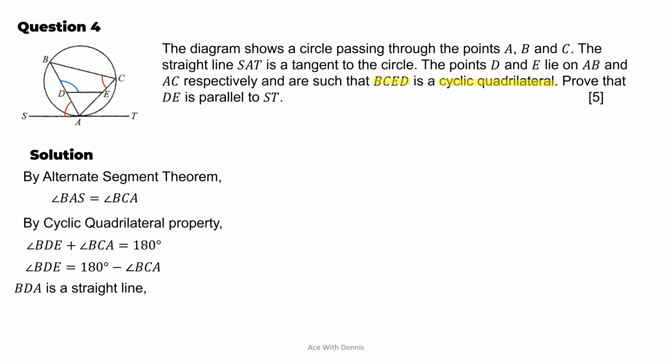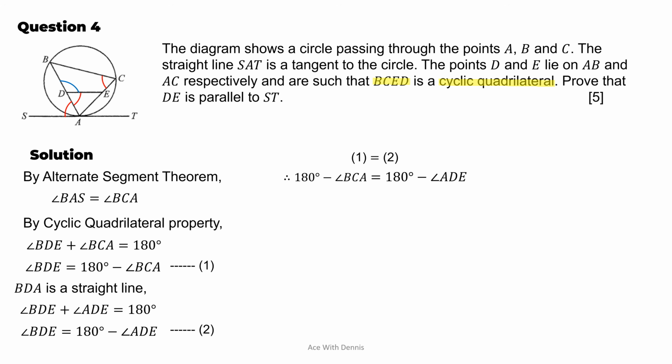Also, BDA is a straight line. Therefore, angle BDE plus angle ADE is 180 degrees. So BDE is the same angle, and this is angle ADE. So angle BDE equals 180 degrees minus angle ADE. Notice that these two equations have the same subject, which is angle BDE. Therefore, I label the first equation as equation 1 and the second equation as equation 2. Then, we equate these two equations together.